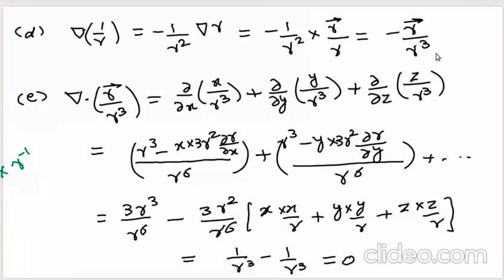Fifth question is, you have to take the divergence of vector r by r cube. So vector r is actually x i cap plus y j cap plus z k cap. If you take the divergence, you will have terms like the derivative of x by r cube with respect to x, then the derivative of y by r cube with respect to y, and the derivative of z by r cube with respect to z. That you can do using the quotient rule.